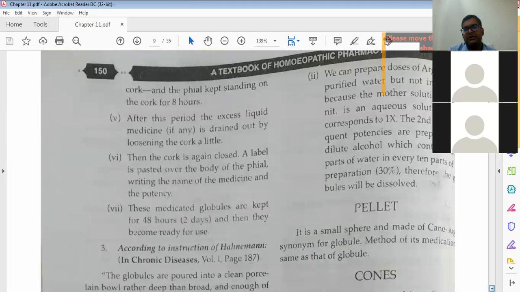Okay, the large quantity you understood. For a small quantity, normally you have to write it in your practical notebook. There is no need to write the large quantity.